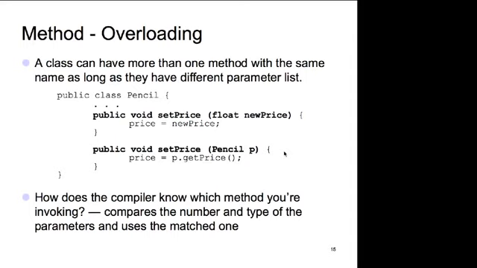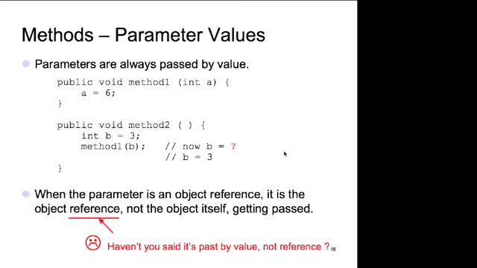So how does a compiler know which method is going to be invoked? Well, it looks at the number of parameters, matches it up, and uses it. So the Java JVM is pretty smart. It can go through and figure out what it needs to run and run it, which is a lot different. So methods as parameter values is being mentioned briefly.